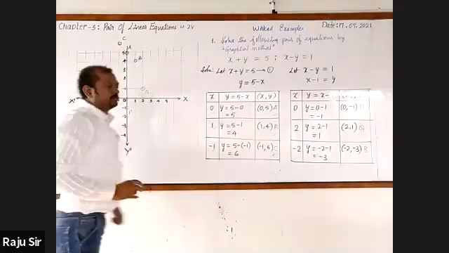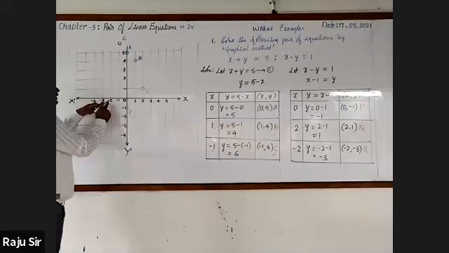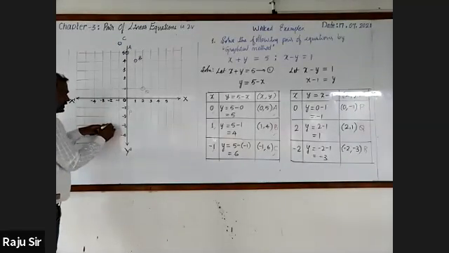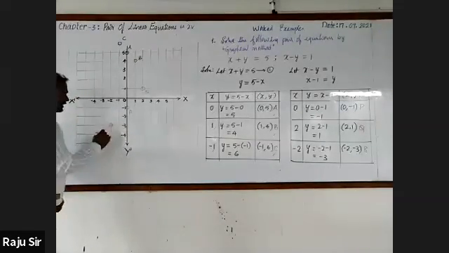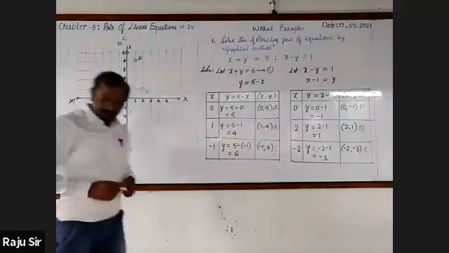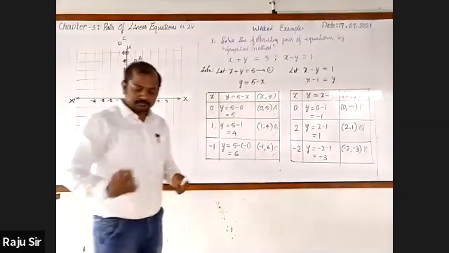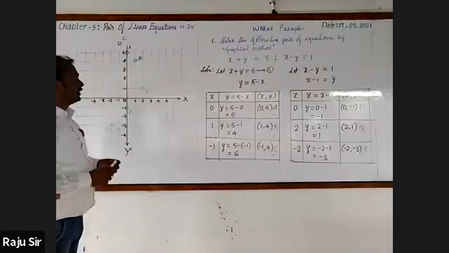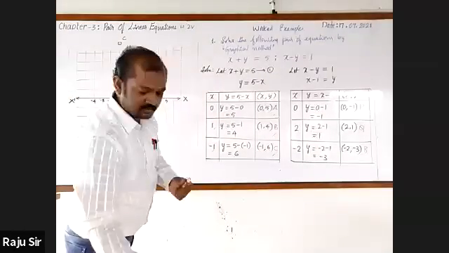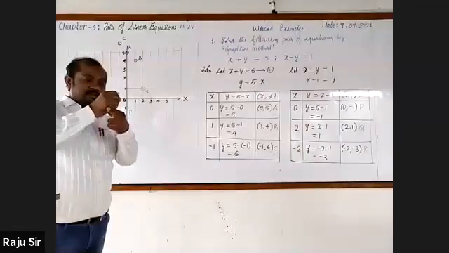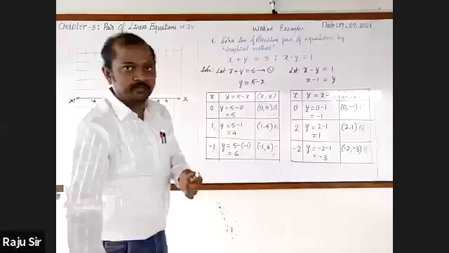Next, R. It is -2, -3. X is -2, Y is -3. They intersect at this point. Again, just put a dot and encircle it. It is -2, -3. Student: It will intersect at 3, 2, sir. Yes, very good. Now, we chose that answer earlier only.